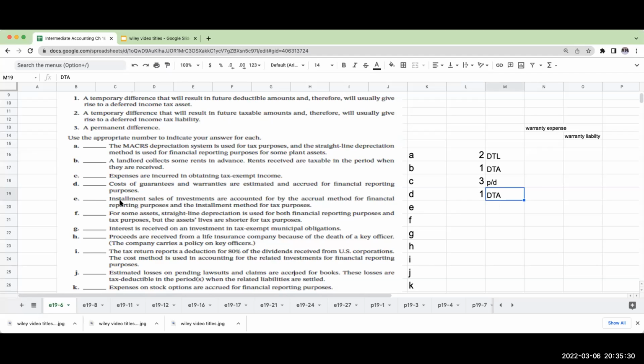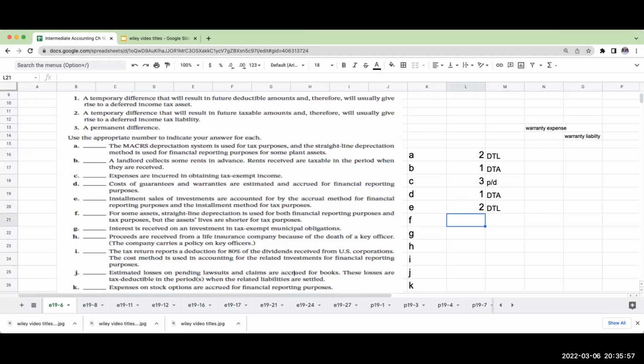Letter E, installment sales of investments are accounted for by the accrual method for financial reporting purposes and the installment method for tax purposes. Okay. Let's think this one through. Okay. So, you know what? The book solution says it's a deferred tax liability, so we're just going to go with that.